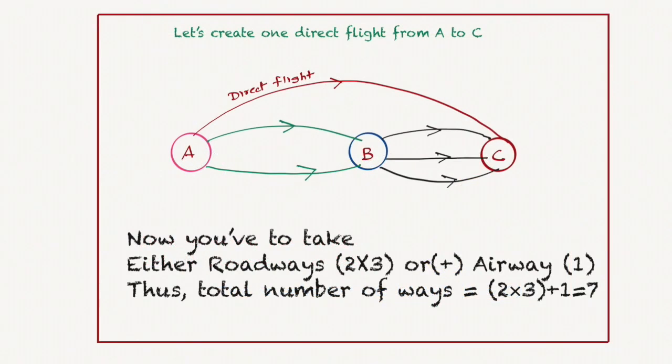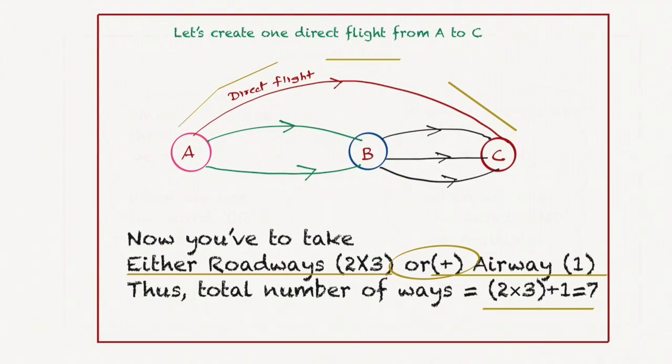Let's create one direct flight from A to C. Now creating this direct flight, this path is our flight. So as in the previous case, we knew that there are 6 ways, there are 6 roadways to reach. Now we have one more option, that flight way. So we are going to do either roadways or airways. So the or word has been replaced by plus. So the total number of ways is going to be 2 into 3 plus 1 equals 7.